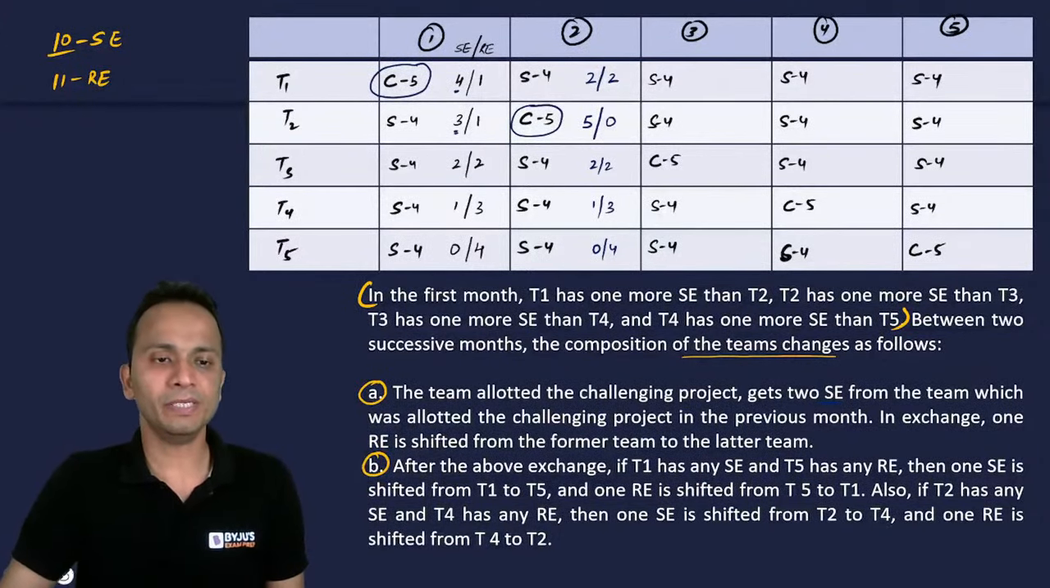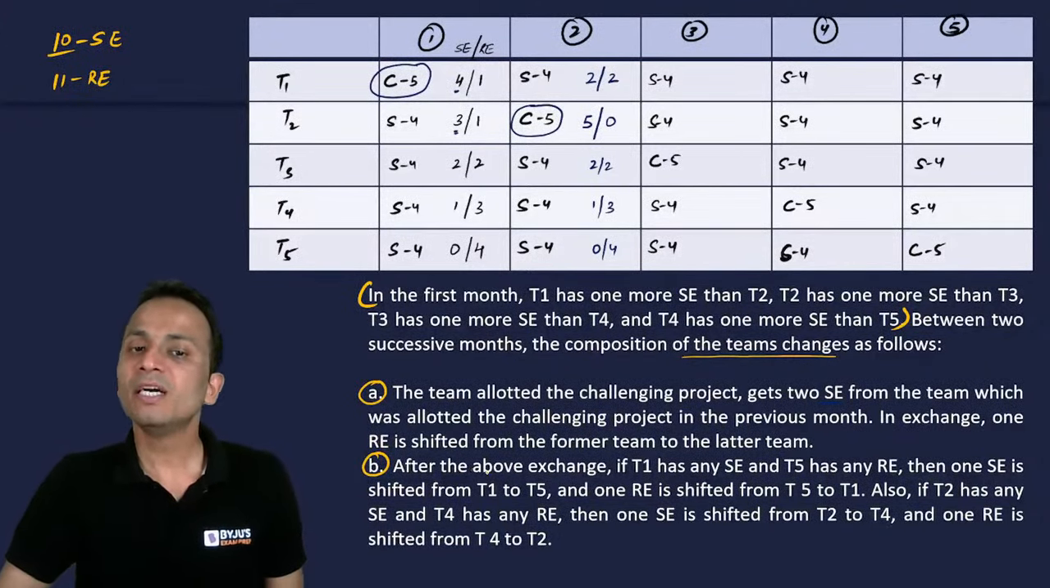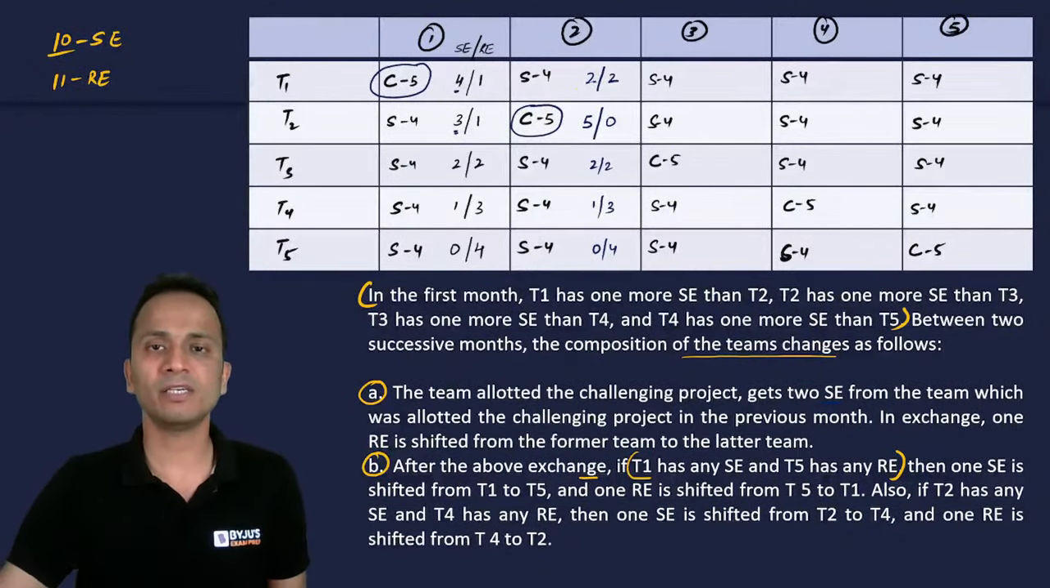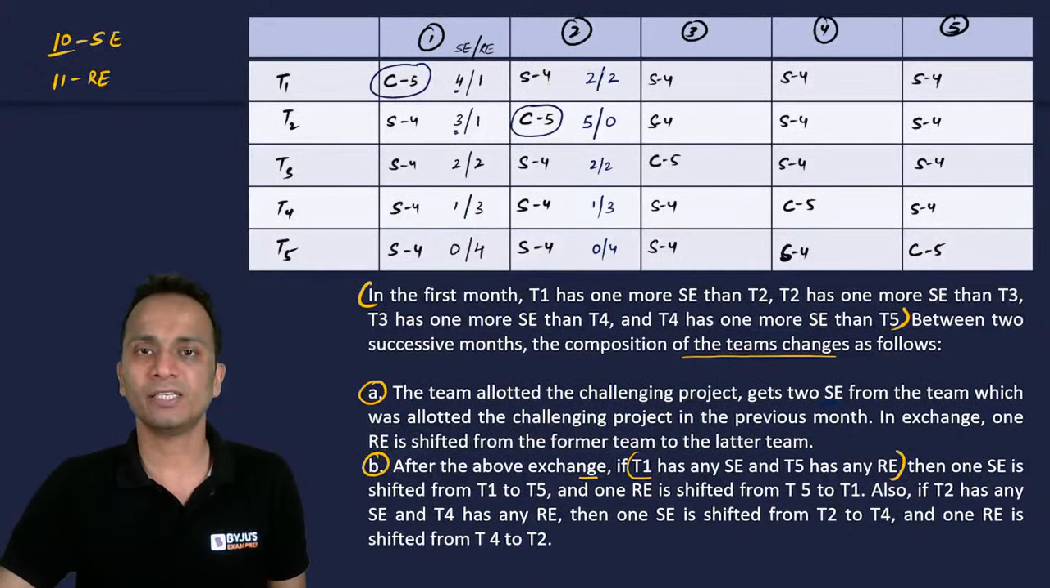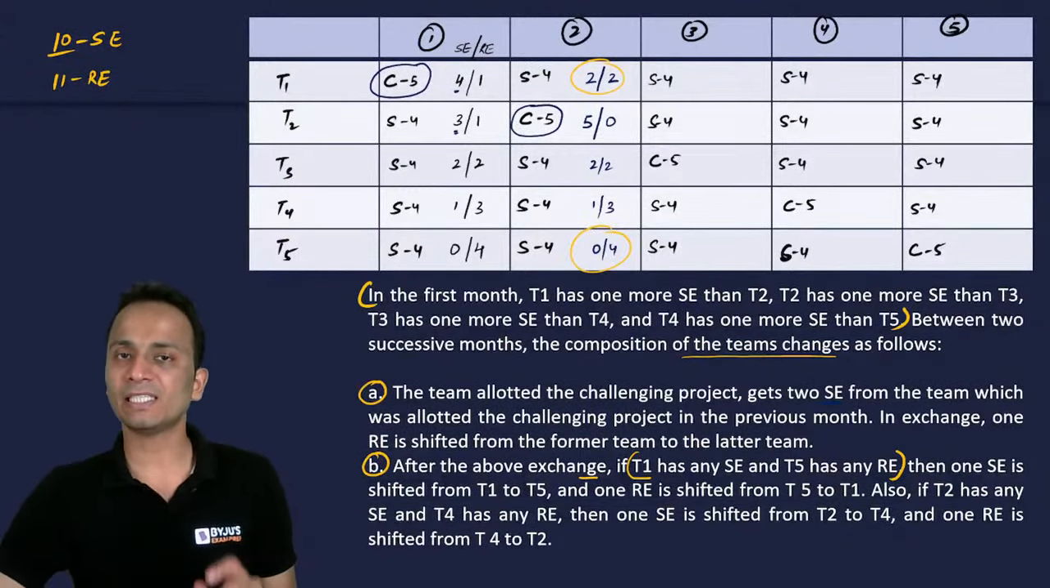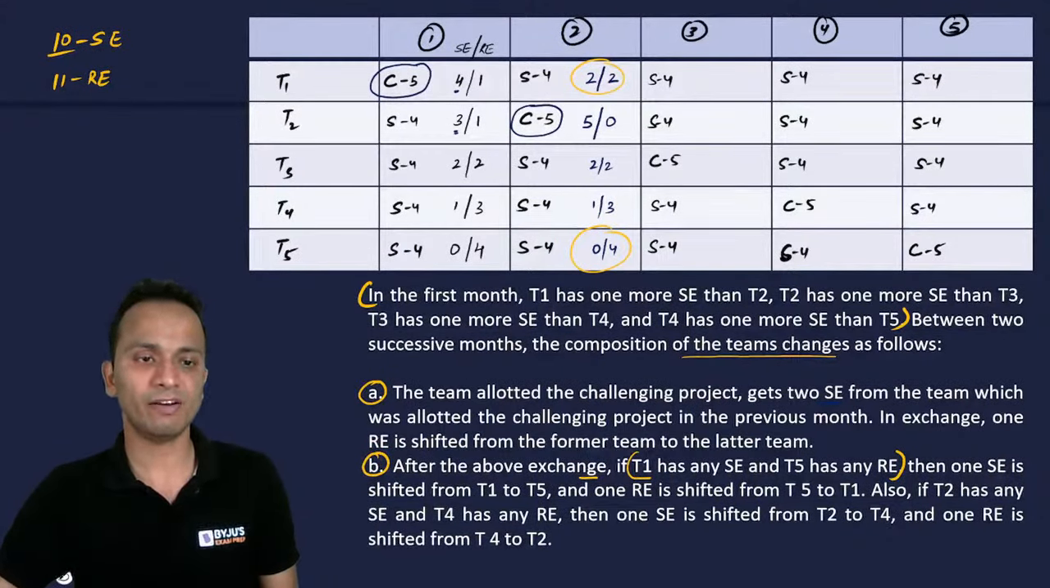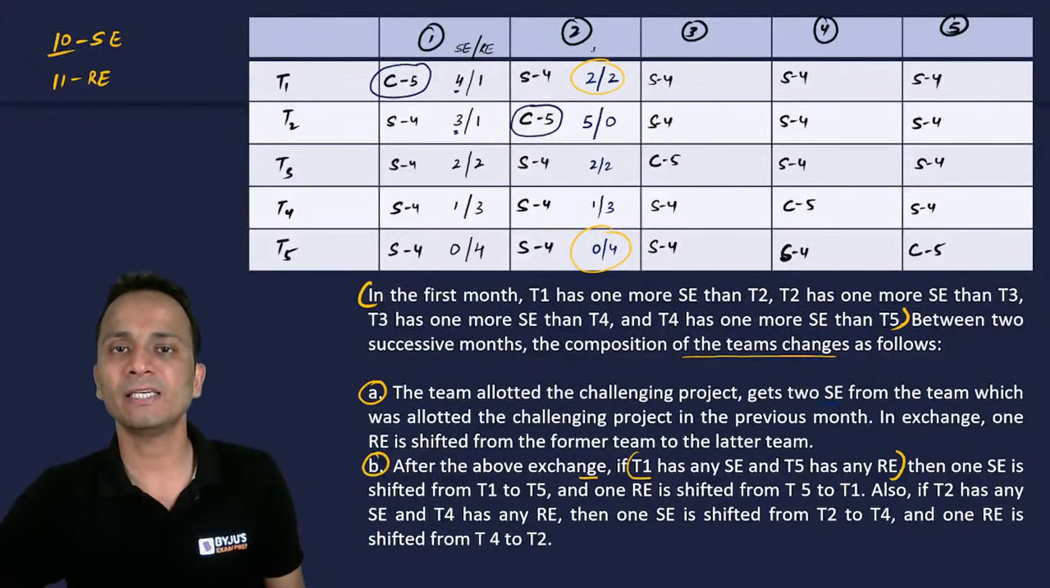Look at point B. After the above exchange, if T1 has any SE and T5 has any RE. देखते हैं after the exchange in second month, T1 and T5 को देखना है. So T1 and T5. Yes, T1 has SE है उसके पास और T5 के पास RE. Yes, they have. So SE RE कैसे है? SE is the first term number and RE is the second number.